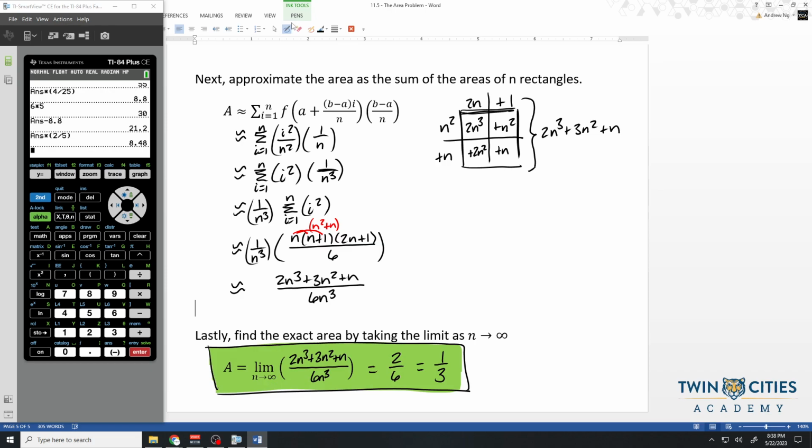This is another really helpful tool that's going to be used quite often in calculus. Summations and limits are very powerful. Make sure you study these, and if you have questions, let me know.